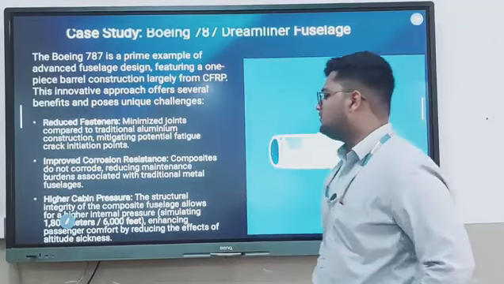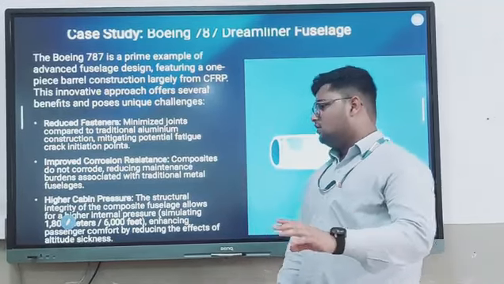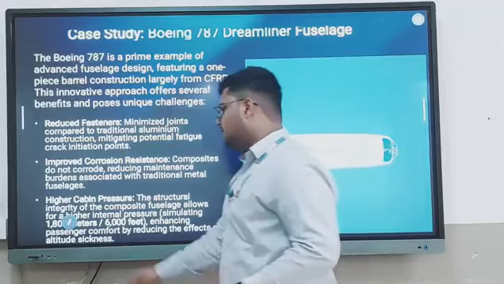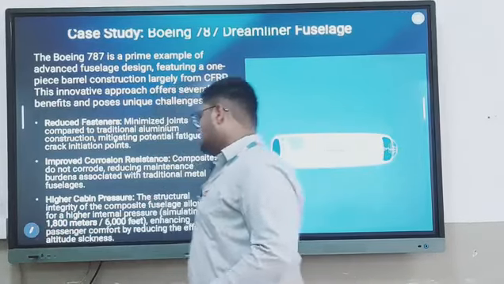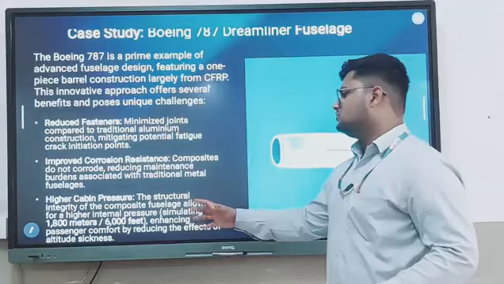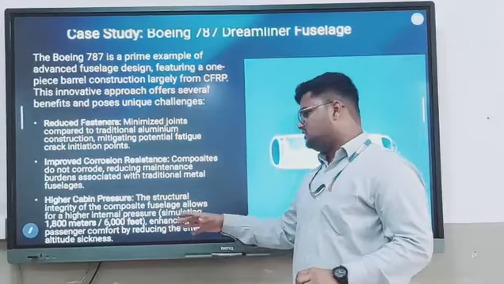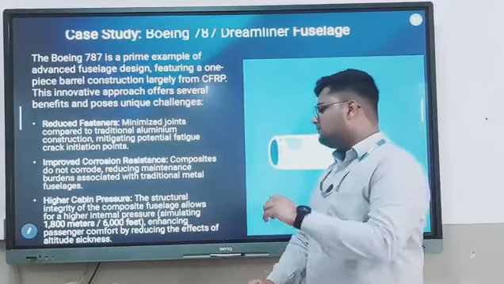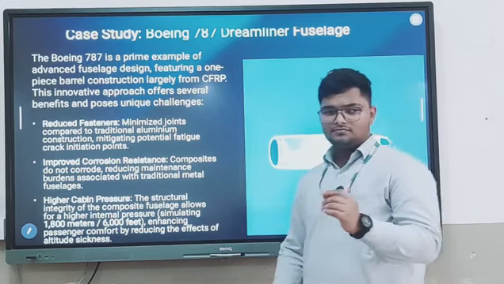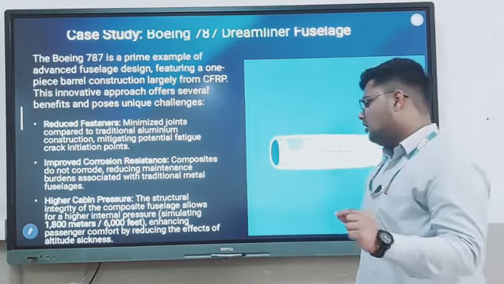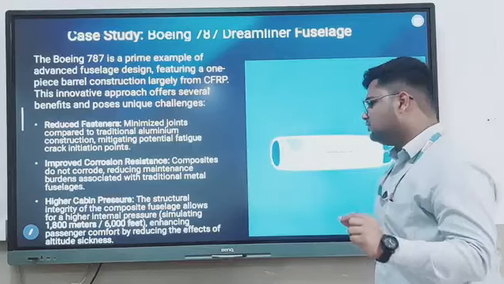Of course, we can maintain a cabin pressure at 1800 meters, that is 6000 feet, and it can reduce the effects of altitude sickness.